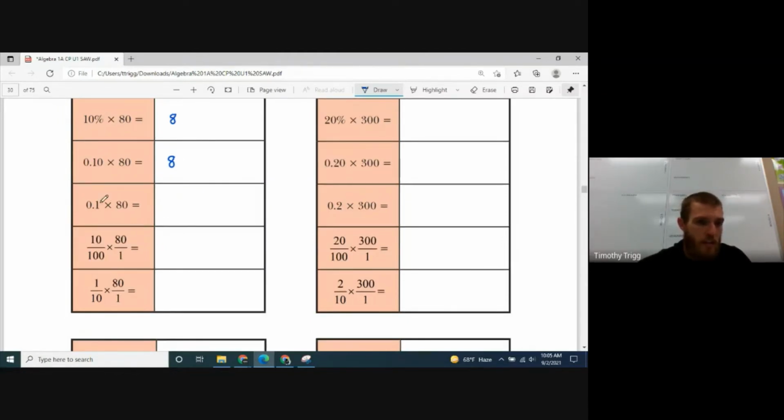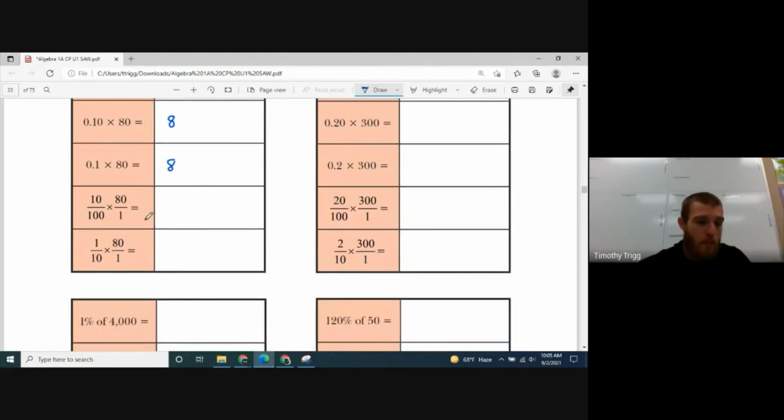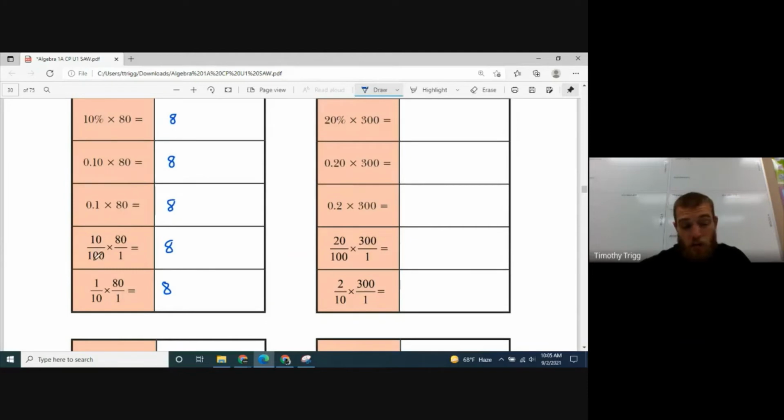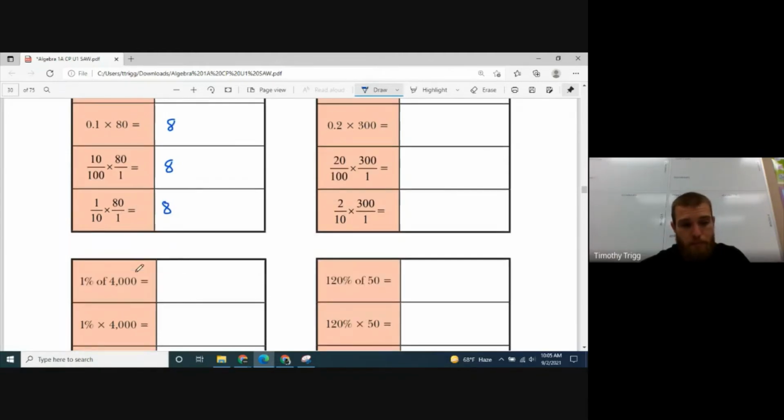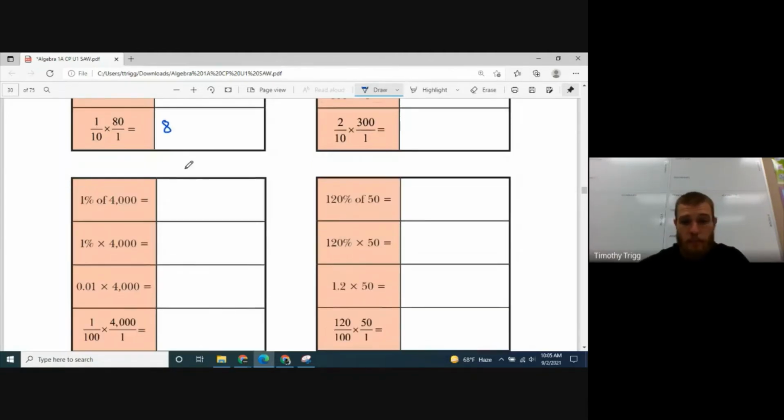This 0 at the end doesn't really add anything, so that's also the same question. You could also look at it like this or like this. So 10% is 10 out of 100. That's 10%. Multiply by 80. When you multiply fractions, you multiply top times top, bottom times the bottom, and divide. So these are all ways of saying the same thing.